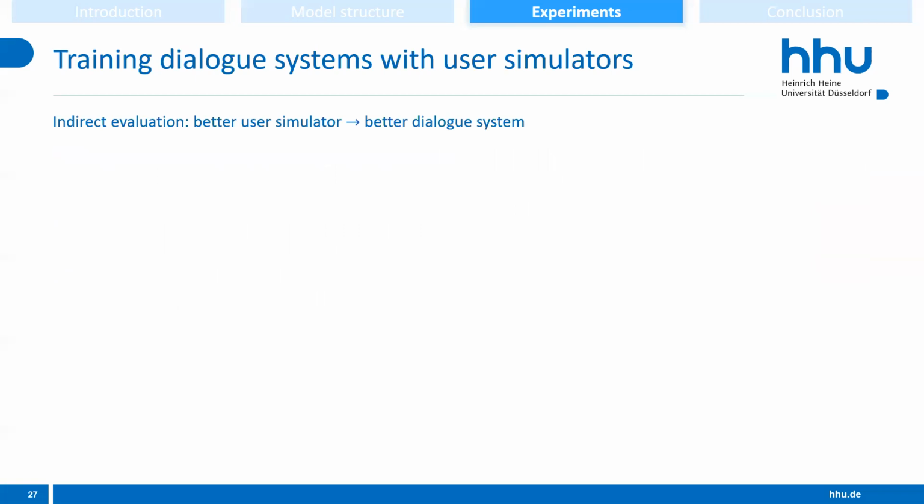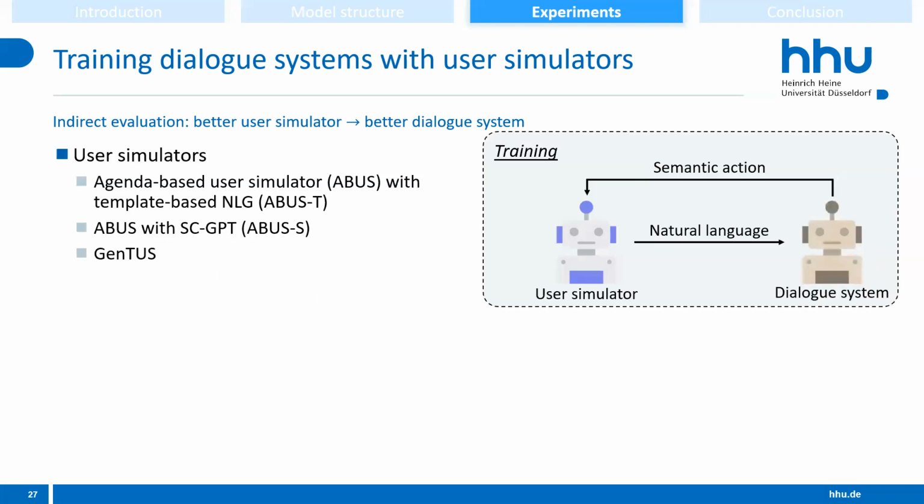The second part of the indirect evaluation, the idea is a better user simulator should be able to train a better dialogue system. So we train dialogue systems with different user simulators. The first user simulator is a rule-based one, an agenda-based user simulator with template-based natural language generation. The second model is an agenda-based user simulator with SCGPT. The third model is our proposed model, GenTUS. The user simulator provides natural language and the dialogue system replies in semantic acts, because we assume that the user can fully understand the dialogue system.